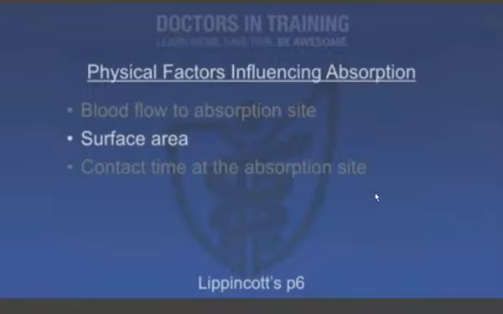We have to talk about the surface area, and we mentioned this briefly earlier. The intestine has a lot of microvilli, which provides about 1,000 times more surface area for drug absorption compared to the stomach. So that's one reason that a lot of drug is absorbed in the duodenum as opposed to the stomach.